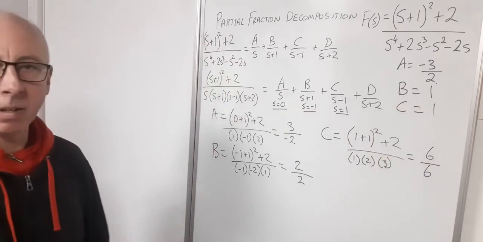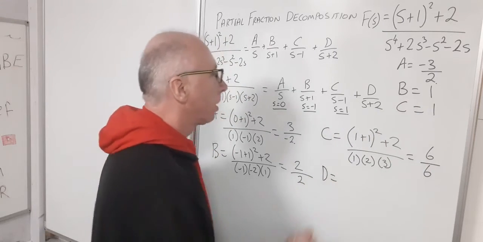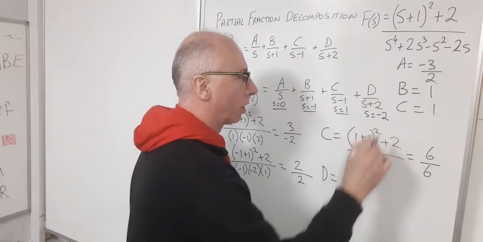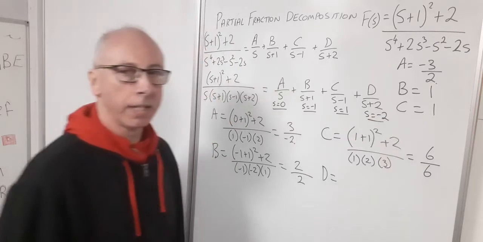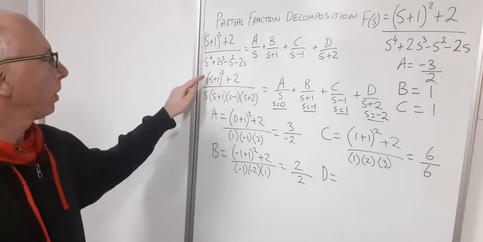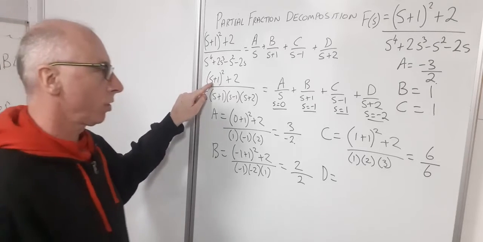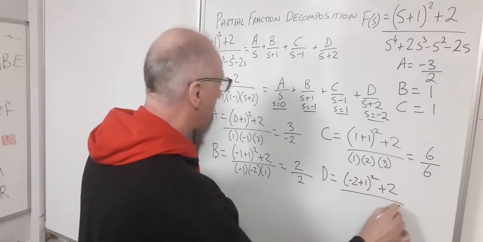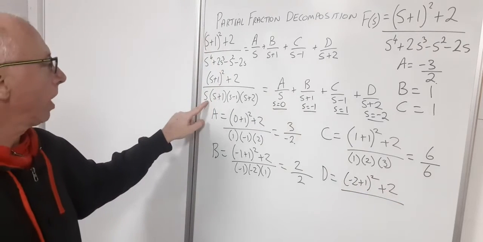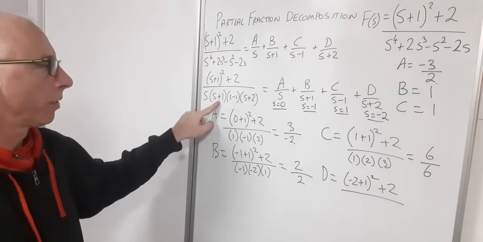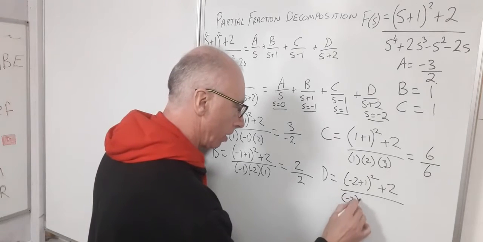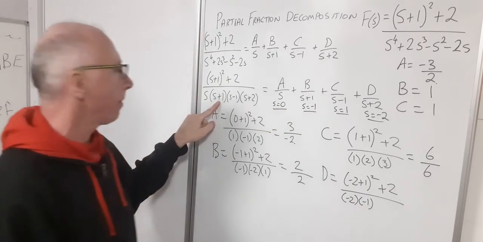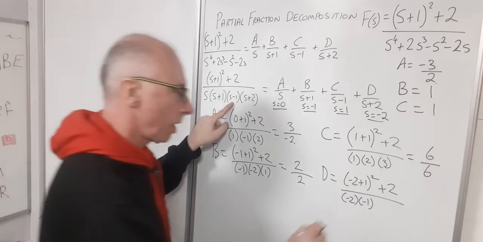Okay, now let's investigate D. So for D, we want S to equal minus 2. So that's our value for D. So plugging minus 2 into here, minus 2 plus 1 squared plus 2. And then for minus 2, we've got minus 2 times 1. So let's write these in. Minus 2 times minus 2 plus 1, that's minus 1. And then minus 2 minus 1, that's minus 3.